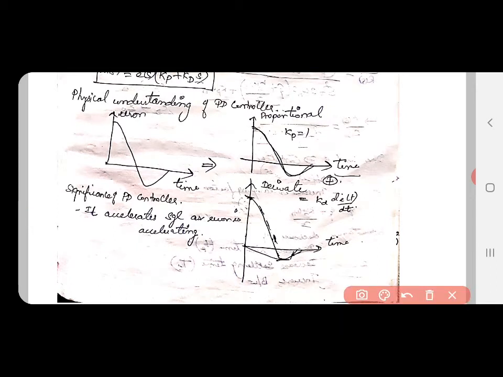Then the significance of a PD controller is that it accelerates the signal as the error is accelerating. Okay, this is the significance of a PD controller.